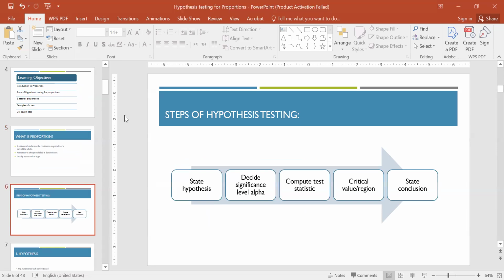These are the steps of hypothesis testing, which we will use to test the proportion using different tests. The first step is to state the hypothesis. Secondly, we have to decide the significance level, that is alpha. Third, we have to compute the test statistic. Then we will define our critical value or the critical region, and according to that, we will state the conclusion. First of all, we will discuss each step one by one.